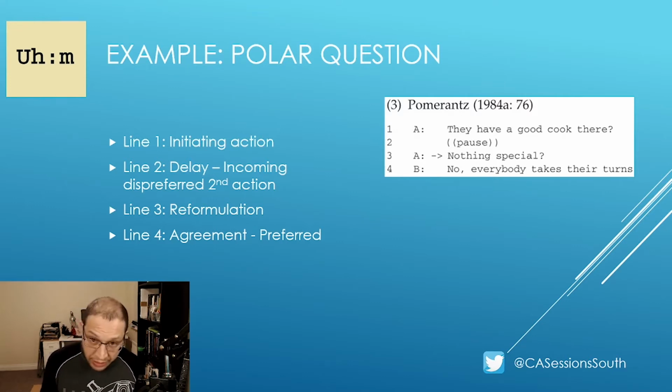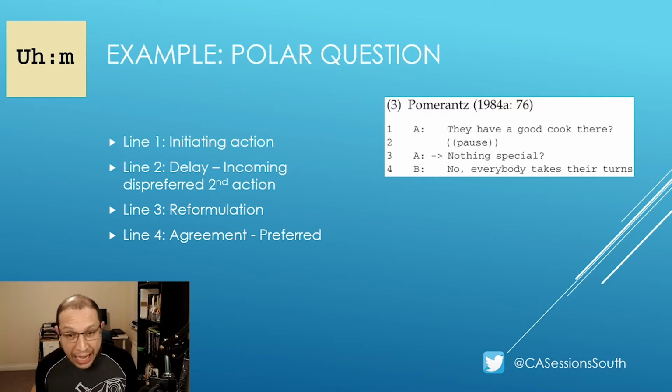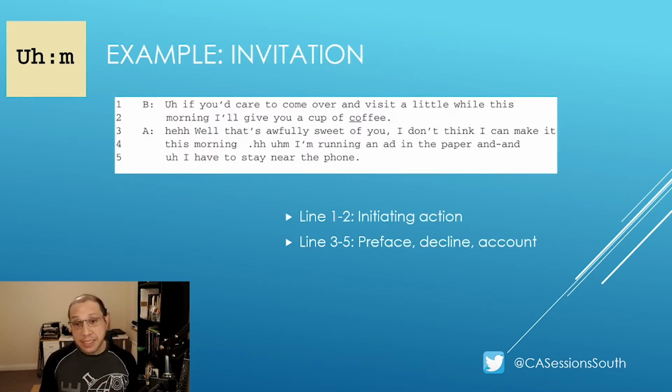And in line 3, speaker A reformulates the polar question, offering up a reformulated question with a candidate response. Nothing special. And it's then that speaker B responds, now able to offer an affirming response to speaker A's question from line 3. This is an example of an invitation sequence.